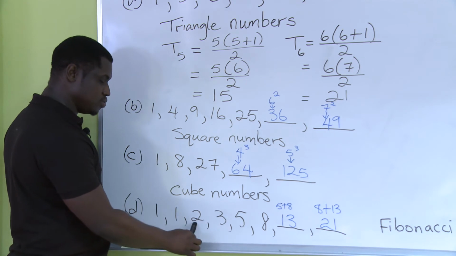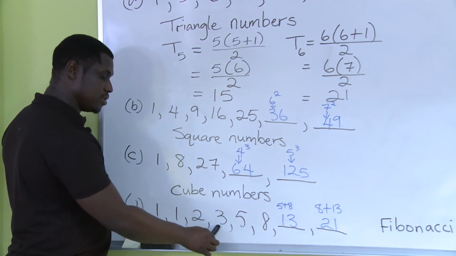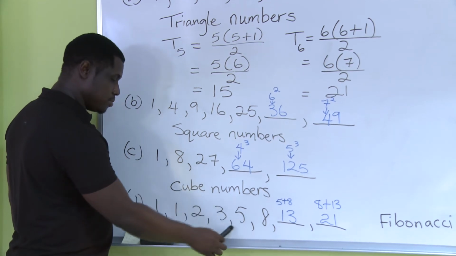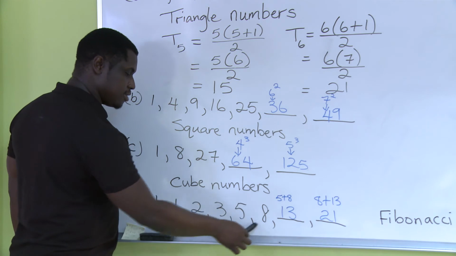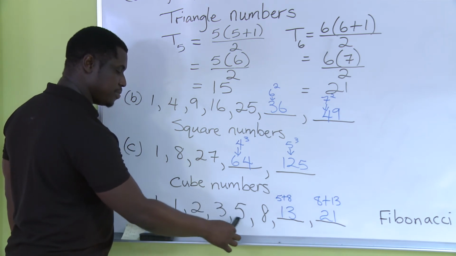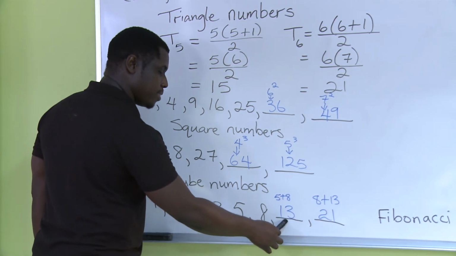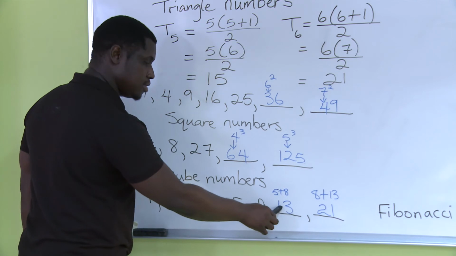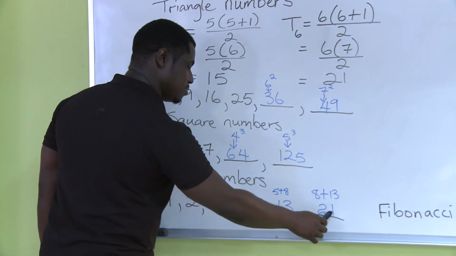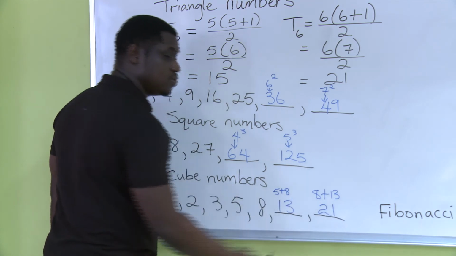1 plus 1 gives me 2. To get this term, 2 plus 1 gives me 3. To get this term, 3 plus 2 gives me 5. To get 8, I have 3 plus 5 gives me 8. So therefore, to get the next term, I would have to add 5 plus 8 to give me 13. And then to get the final term, I would have to add 8 plus 13, which would give me 21.